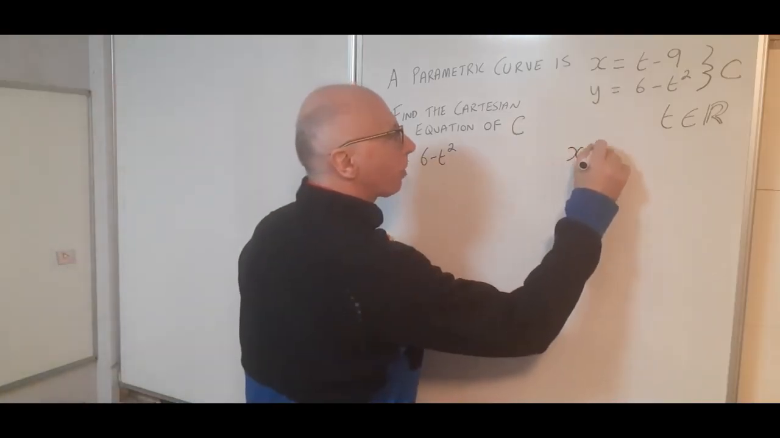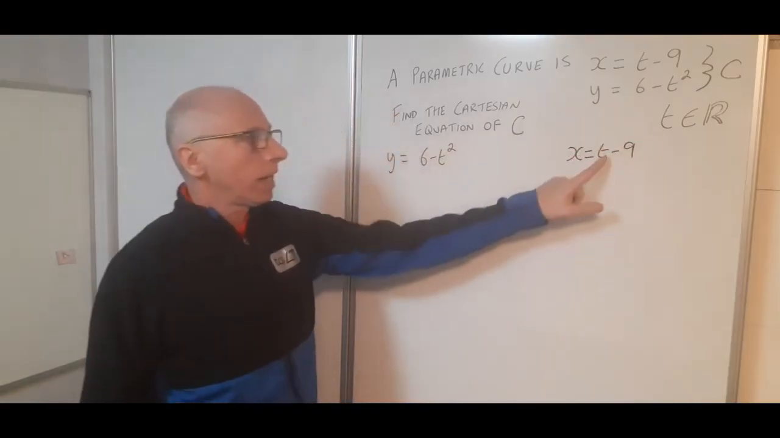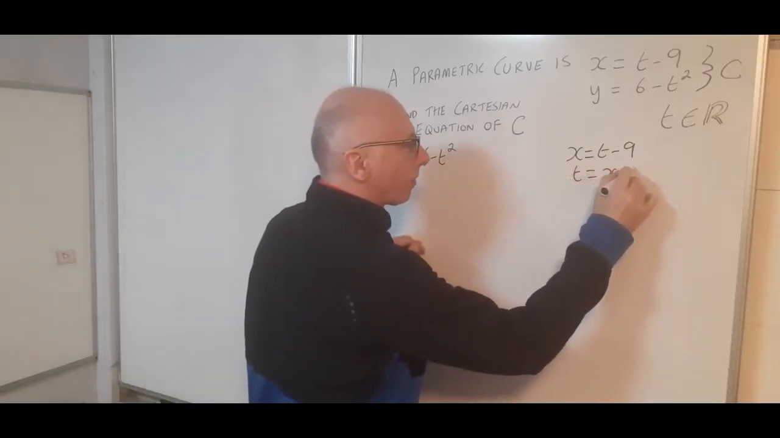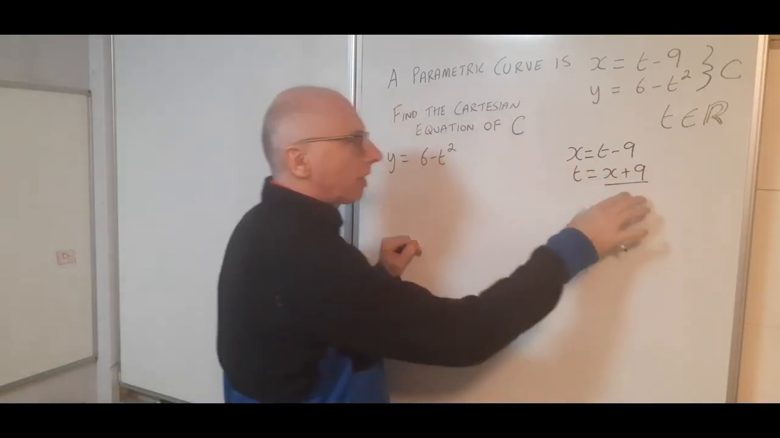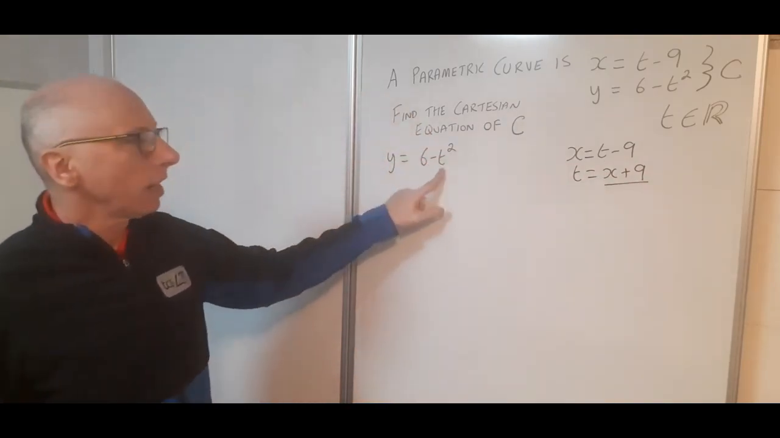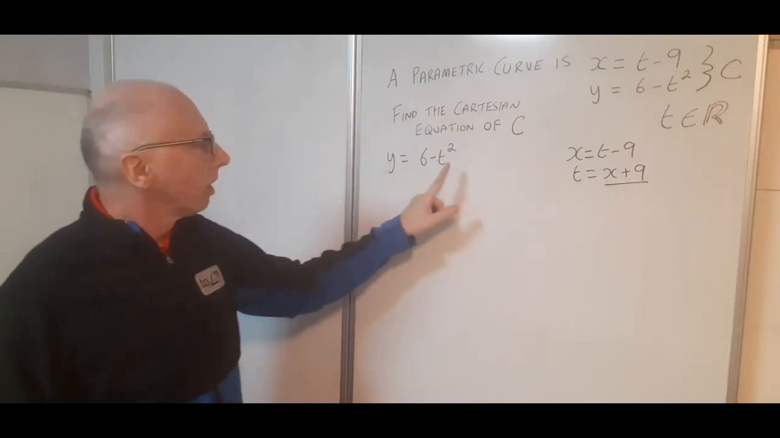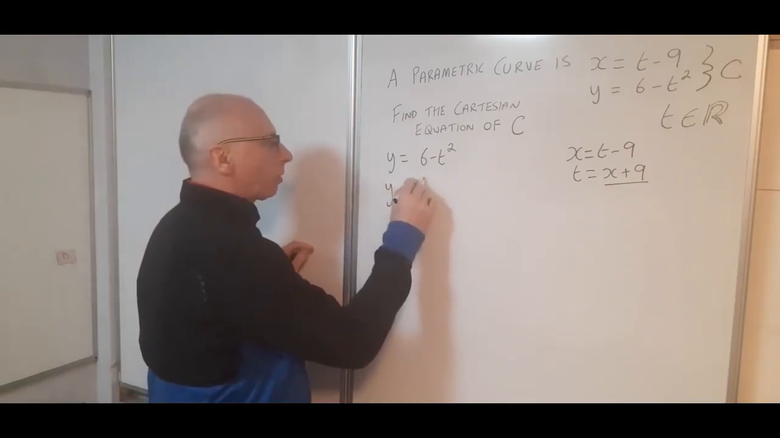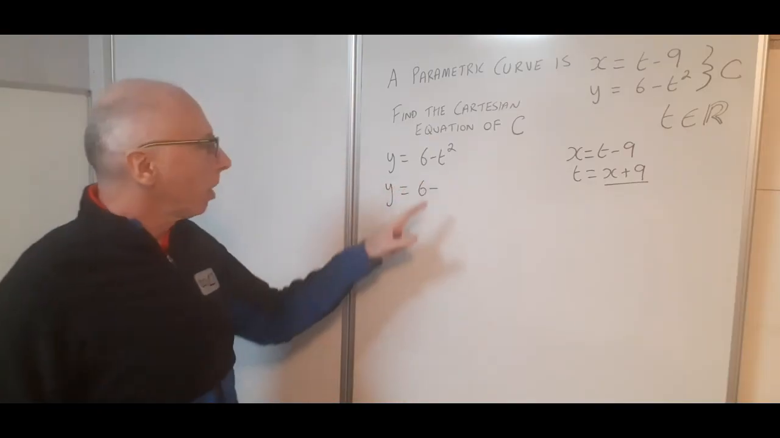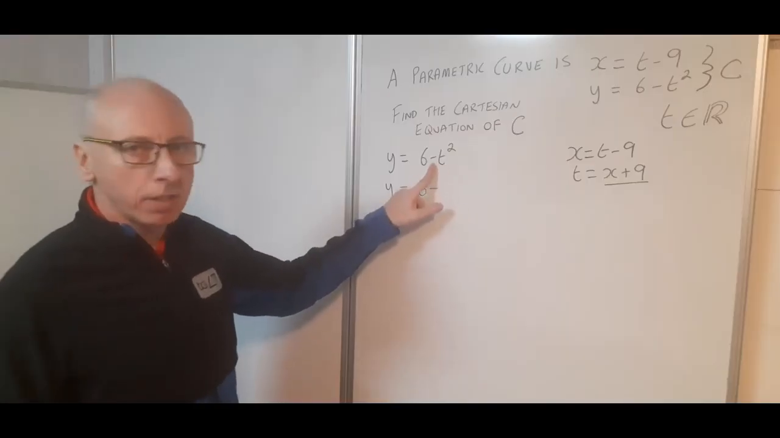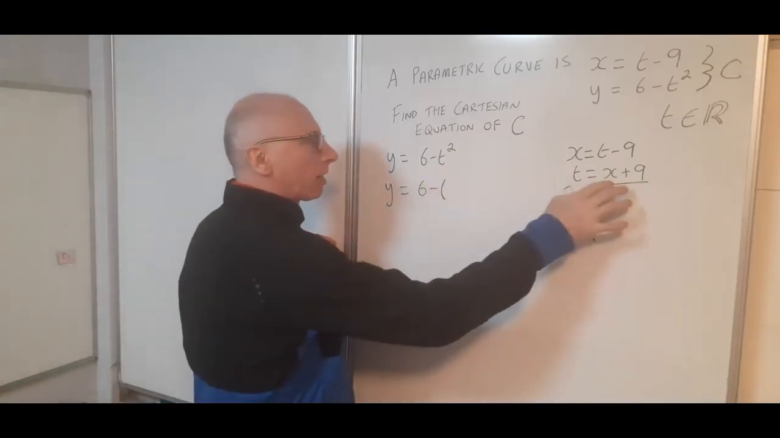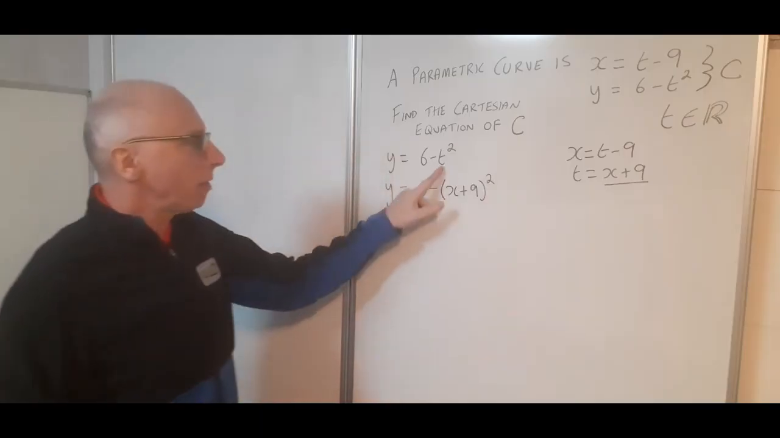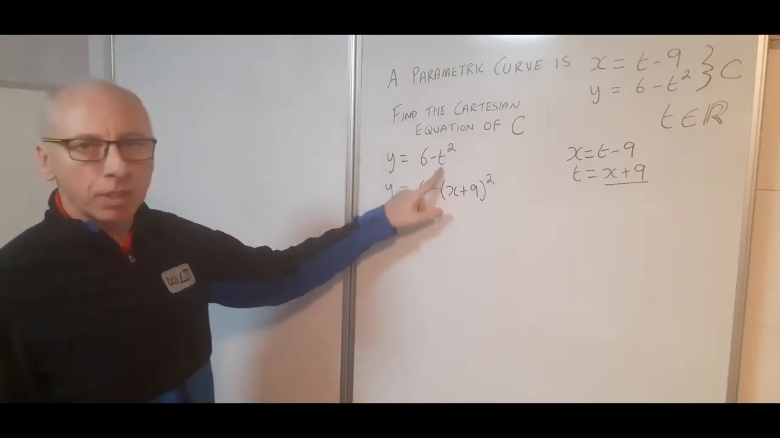So x equals t minus 9. Let's isolate the t, and that gives us t equals x plus 9. That is what we're going to plug in, because if t is equivalent to that, we can just substitute it in. So y equals 6 minus, and I've got to be careful here because I've got this squared and the minus here. So I open up a bracket, put that in there and then square it, so that is equivalent without the parameter t.